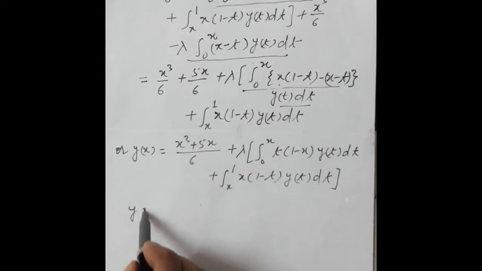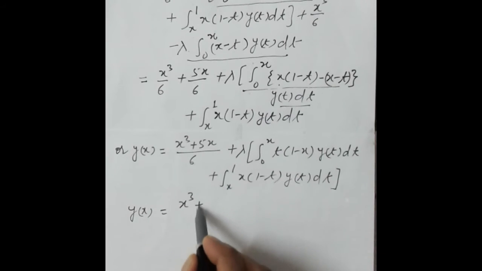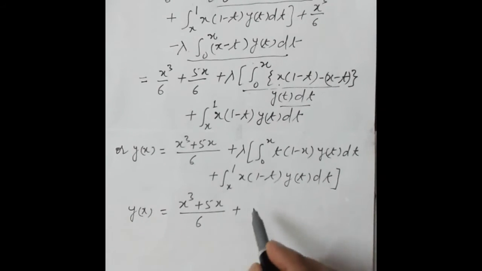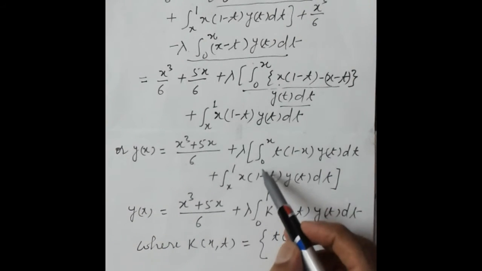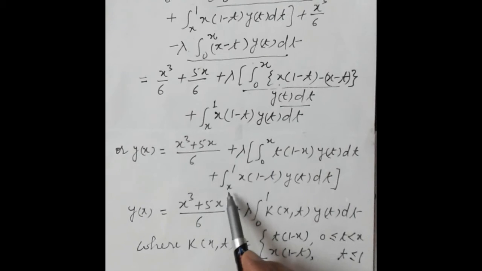This implies y(x) equal to x cube plus 5x by 6 plus lambda, the integral from 0 to 1 K(x,t) y(t) dt, where K(x,t) is equal to t into (1 minus x), here t is less than x and greater than or equal to 0; and x into (1 minus t), here t is less than or equal to 1 and greater than or equal to x.